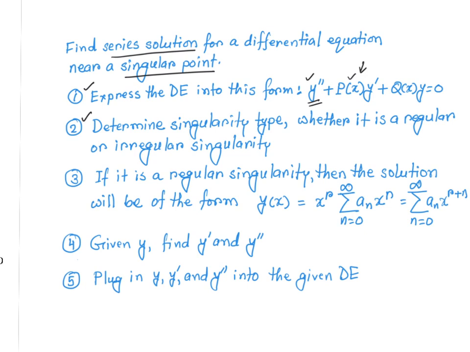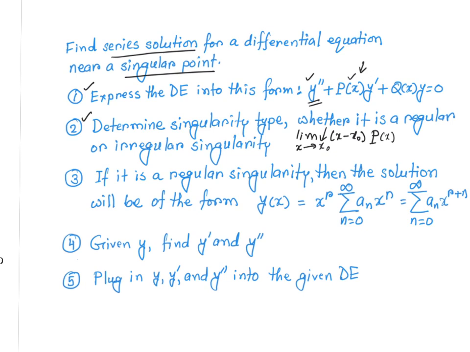Second step, determine the singularity type, whether the singularity is a regular or irregular singularity. How do you figure it out? A regular singularity is going to have these two conditions satisfied. The limit as x approaches x naught of x minus x naught times p of x will exist. Now x naught is the point that we are talking about, the singular point.